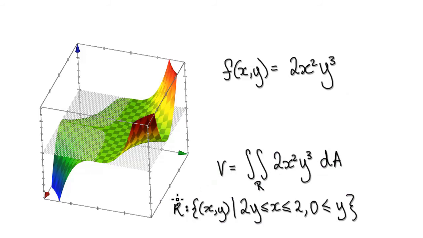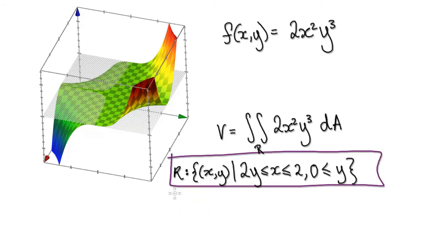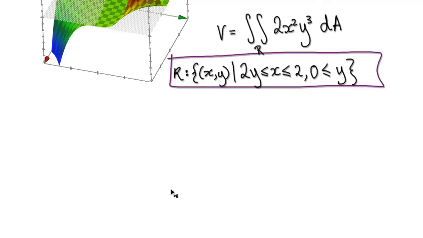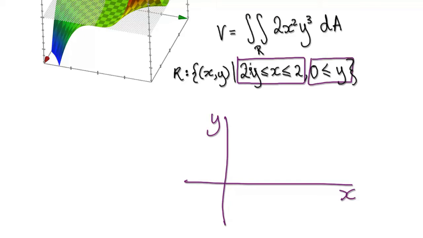So the first step is to understand this region. What is this region talking about? So let's draw a diagram to try and understand it. So the diagram, x, y. Remember, we are talking about x and y such that this will always be satisfied and this will always be satisfied. So let's just look at this bit here. Let's write 2y equals x. Now rearrange it to make y the subject.